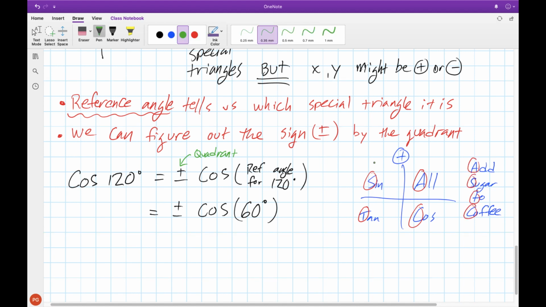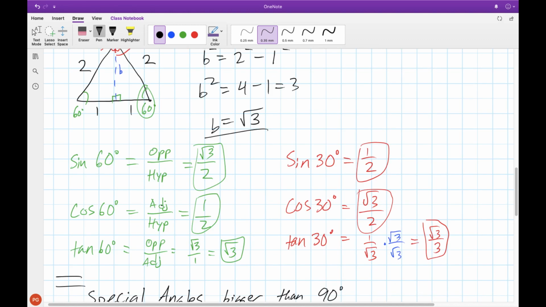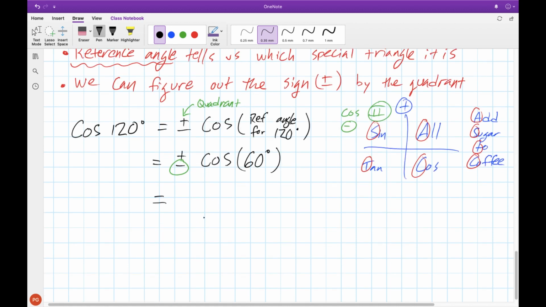Now our quadrant in this case, we're in quadrant 2. We drew our picture, we figured out we're in quadrant 2 here. That tells us that cos is negative. So we want the negative cosine here. And we can go back to our pictures that we drew last time, figure out what cosine of 60 degrees is. As we can see from our diagram here, cosine of 60 is equal to 1/2. So putting this all together, we get the cosine of 120 degrees would be -1/2.